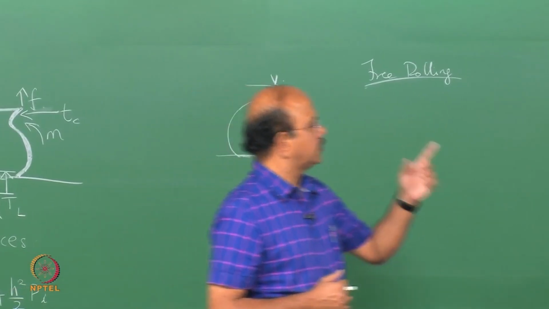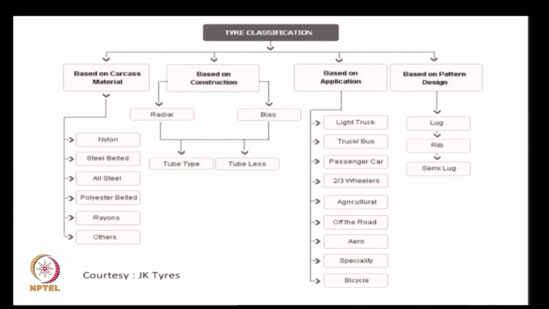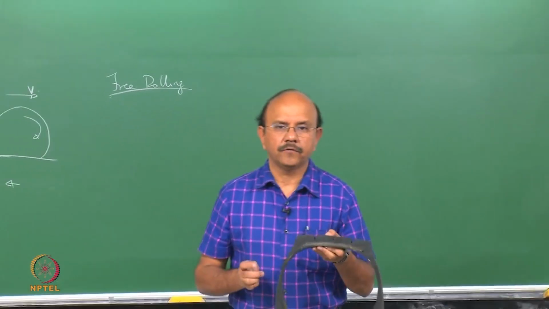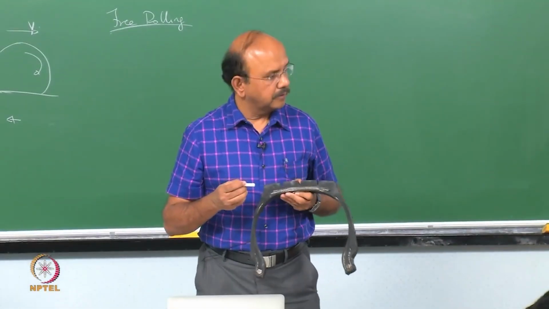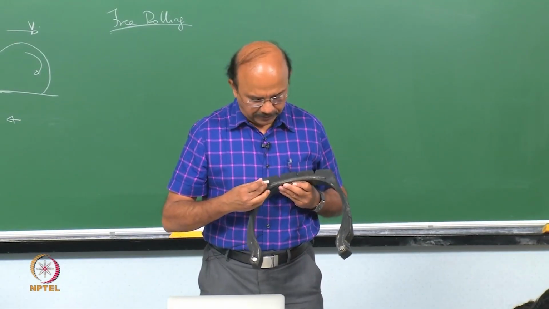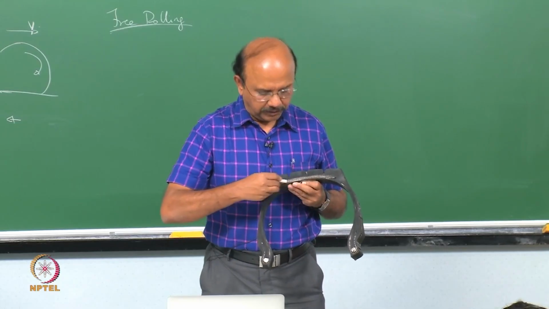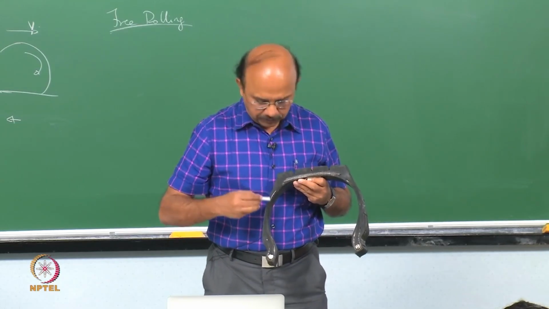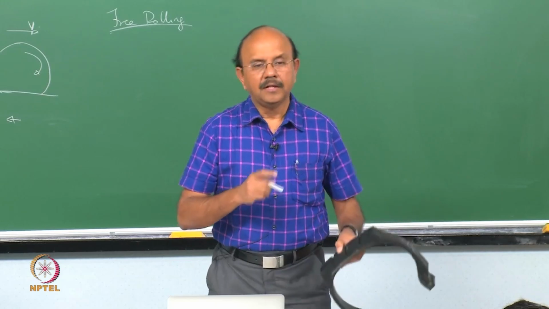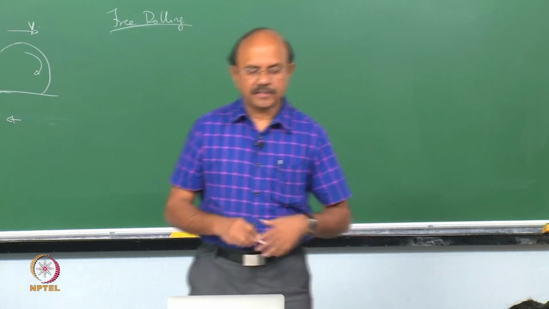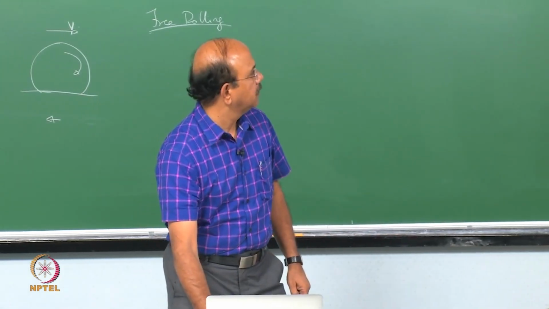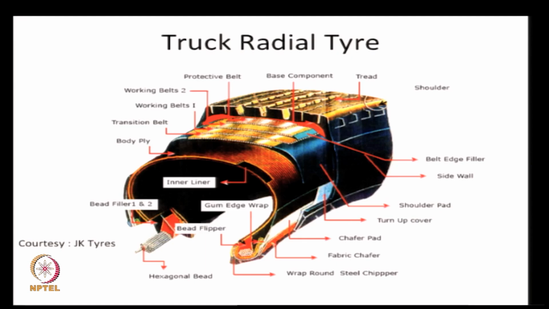The other tire is what's called a bias tire. Let's understand what these radial tires mean. This is a cut section of a radial tire. You can see that there are what are called steel belts, and this is what is called a ply. Let us get a cut section so that you understand this much more clearly. That is a truck radial tire.